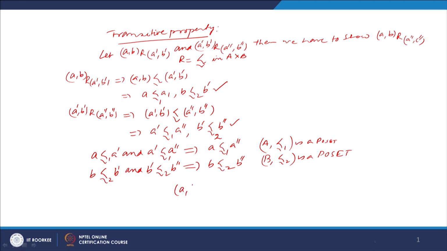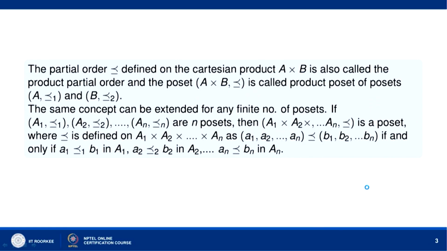This means that (A, B) precedes (A'', B''), and hence this relation is transitive in A cross B. Okay, so A cross B is a poset when A and B are posets.